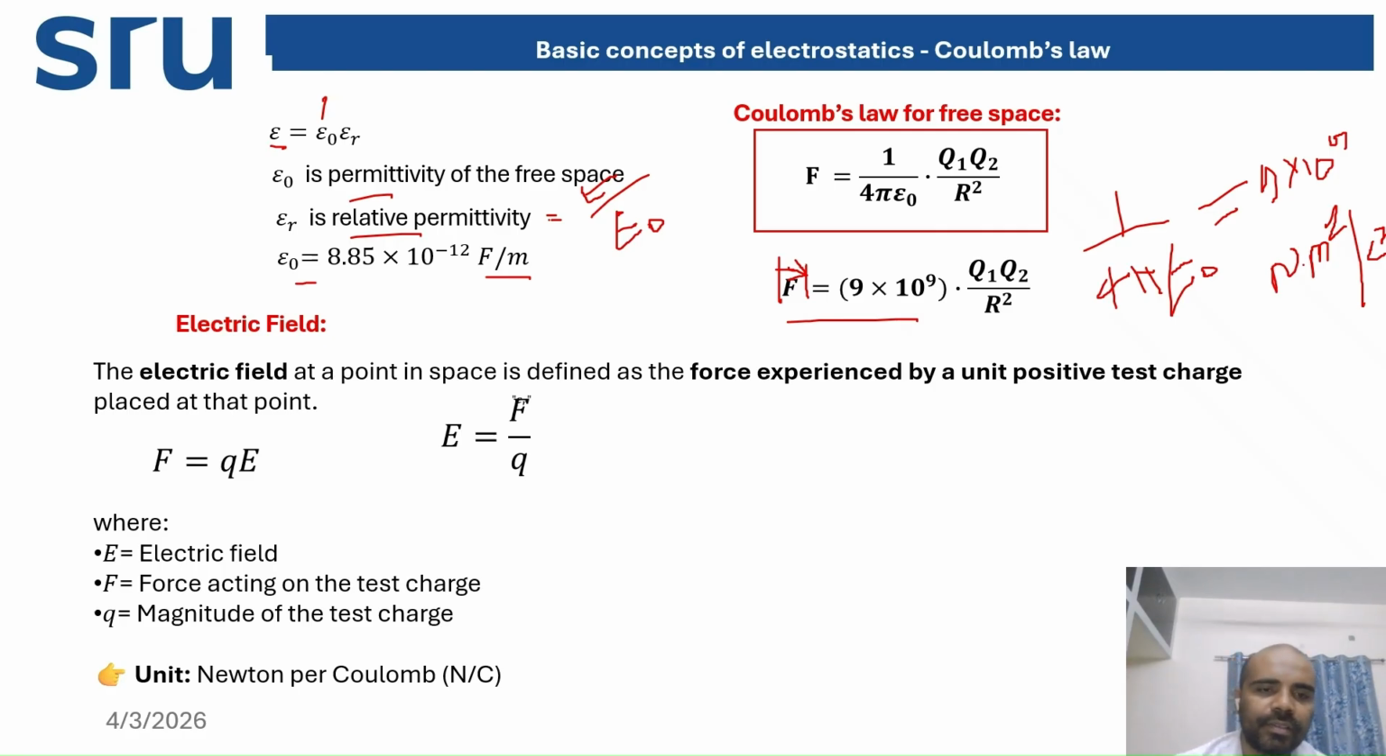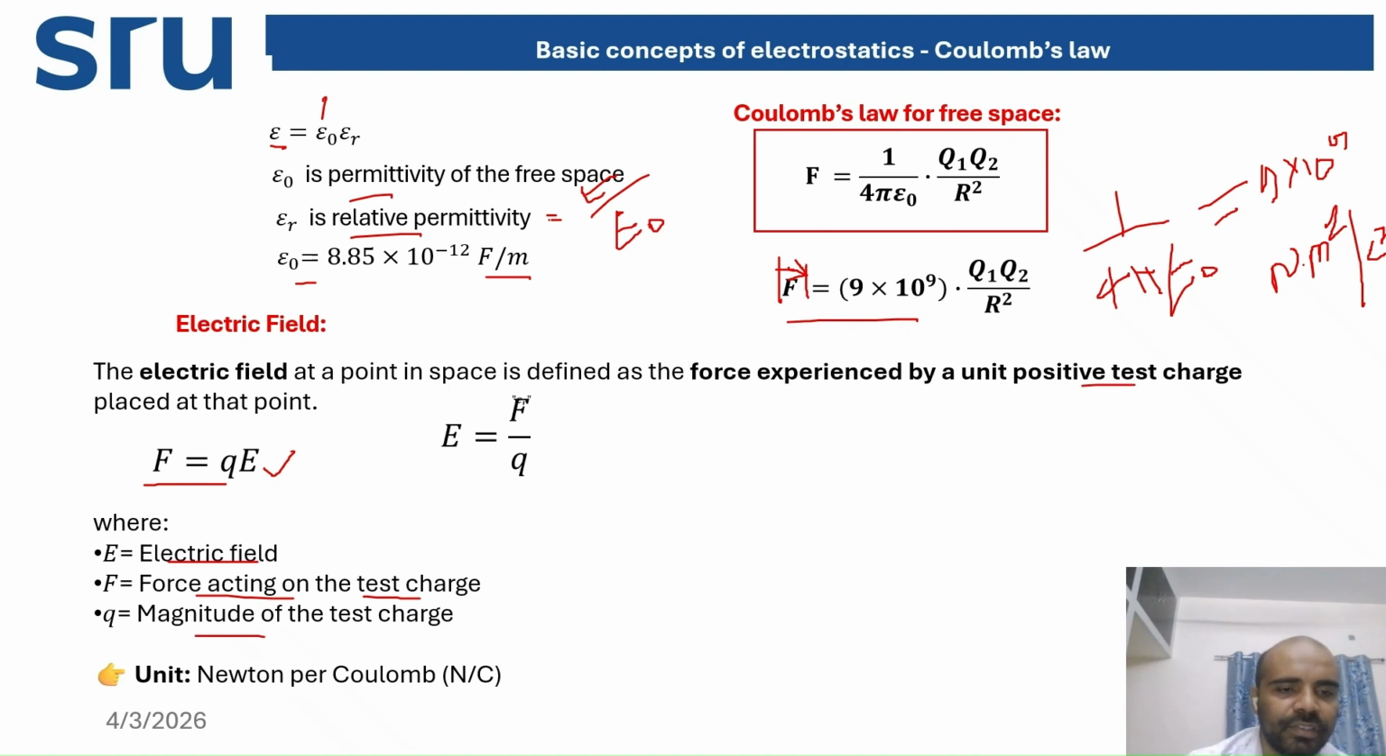So electric field is the force which is experienced by a unit positive charge, right? So it can be written as the force F equal to Q into E. E is the electric field, F is the force acting on the charge, the unit positive charge, which is a test charge, right?